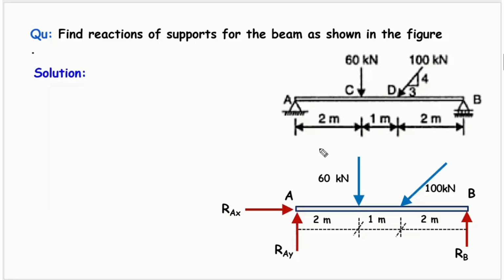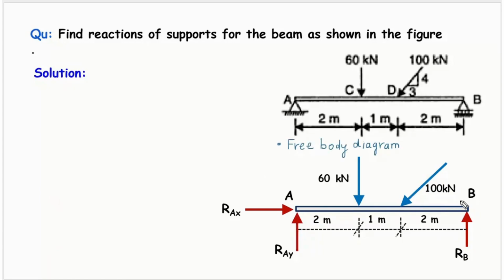So in order to find the support reactions for this particular beam, we need to draw the free body diagram. So this is the free body diagram of this particular beam. In the free body diagram we do not show the supports of the beam, rather we show the forces acting at the supports. So this one is called the free body diagram.